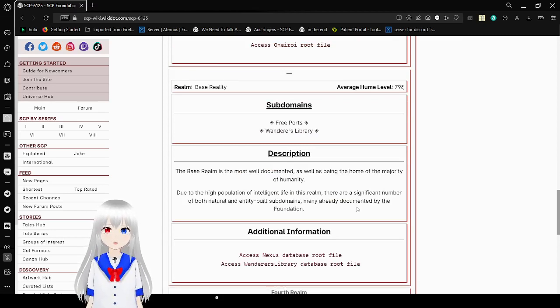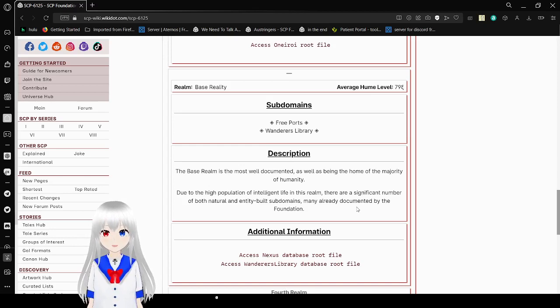The average human level of base reality is 79 humes. Now you know what it's supposed to be like, the natural human level, which is 79. The subdomains are the Freeports and the Wanderer's Library. The base realm is the most well documented, as well as being the home of the majority of humanity. We live in it.